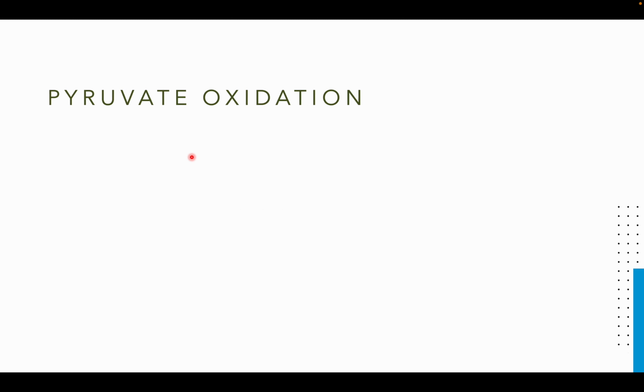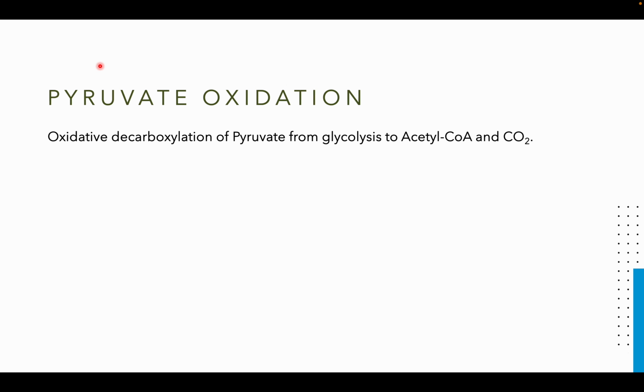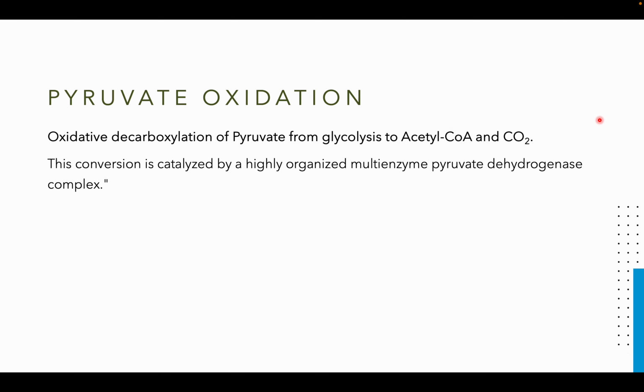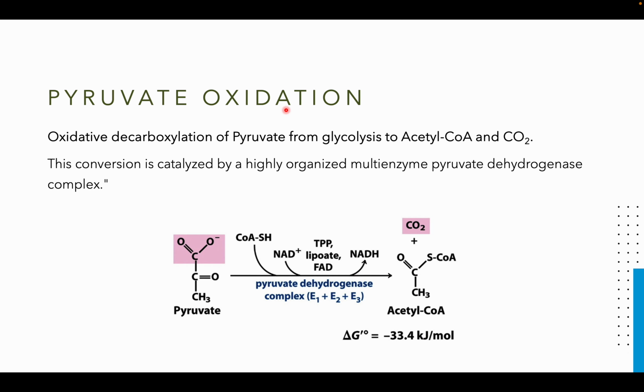So what is the pyruvate oxidation that occurs under aerobic condition? Under anaerobic condition, the pyruvate gets reduced to lactate, right? But under the aerobic condition, there is decarboxylation of pyruvate to release acetyl coenzyme A and CO2, and this acetyl coenzyme A feeds into the TCA cycle. This conversion mainly occurs by a complex of enzymes called the pyruvate dehydrogenase complex.